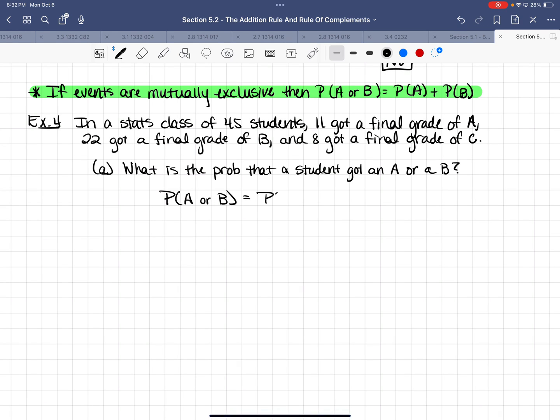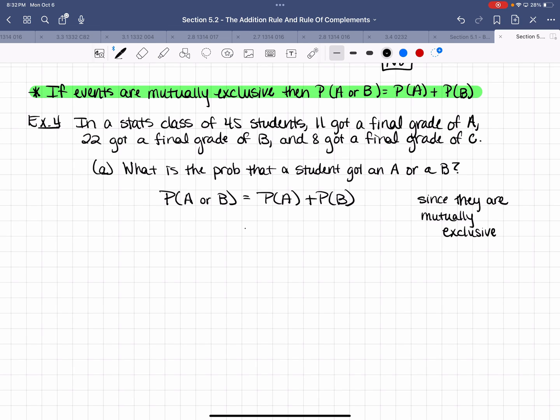So I can just say the probability of A plus the probability of B will equal the probability of A or B. And I'll make a little note out there, since they are mutually exclusive, we can use that. We don't have to do the minus the probability of A and B.